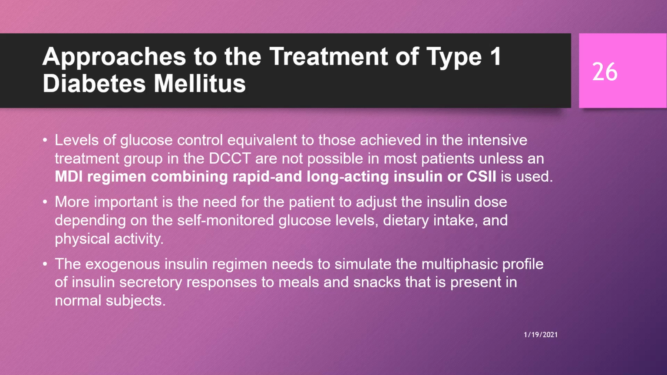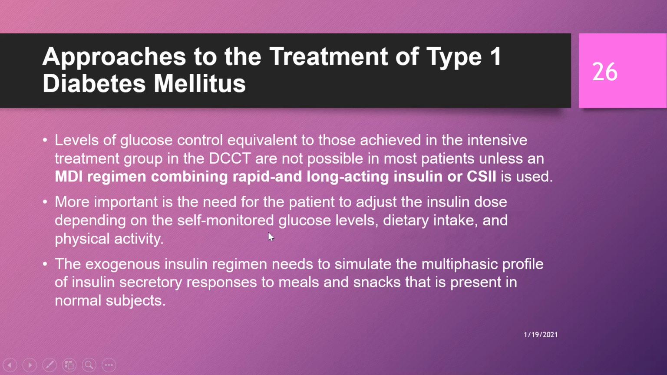Levels of glucose control equivalent to those achieved in the intensive group in the DCCT are not possible in most patients unless a multi-dose insulin regimen combining rapid and long-acting insulin or a continuous subcutaneous insulin infusion is used. So they're referring to the DCCT, which is for type 1 diabetics, where they concluded that unless the patient has been put on a multi-dose insulin regimen or a continuous subcutaneous insulin infusion, that is, an insulin pump, intensive control was not possible.